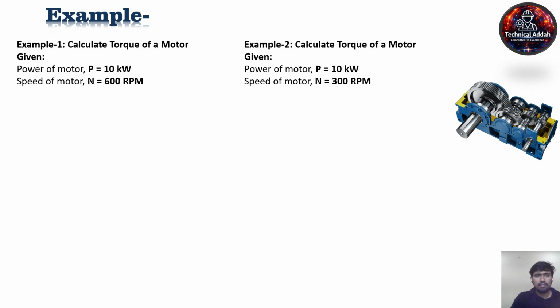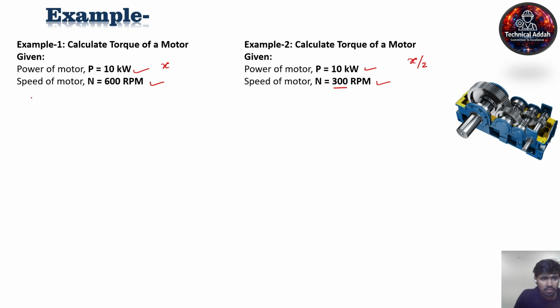Now we will discuss the comparison between the torque and the power requirement by using two examples. In the first example, the power is 10 kilowatt and the RPM of the motor is 600. Whereas in the second example, power is 10 kilowatt and the RPM is 300. Means in the first case, if RPM is X, in the second case, the RPM is X by 2, means half of the first example. So we will calculate the torque of the motor.